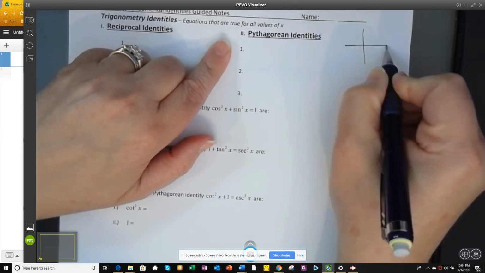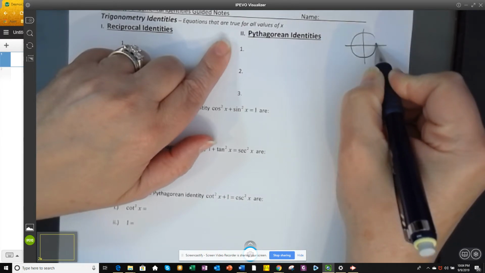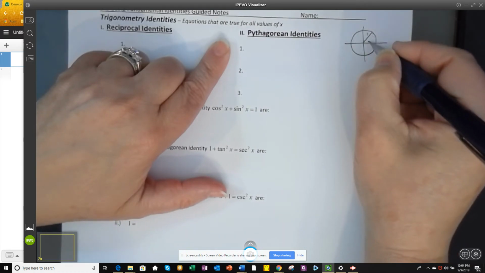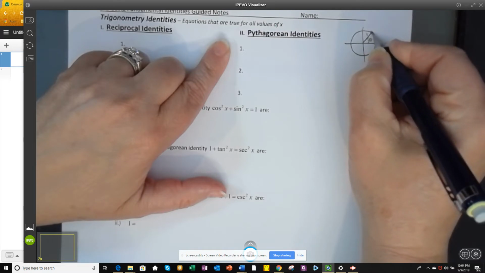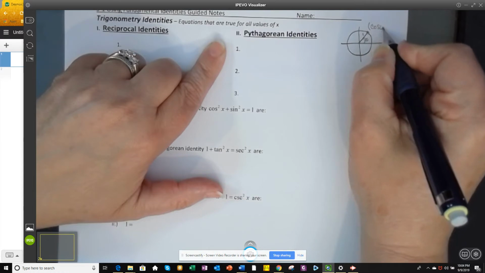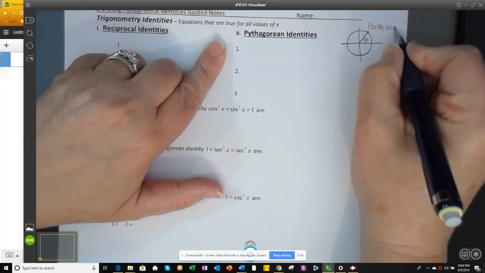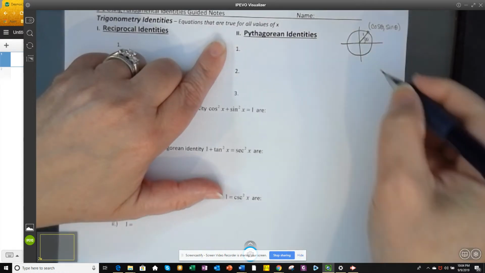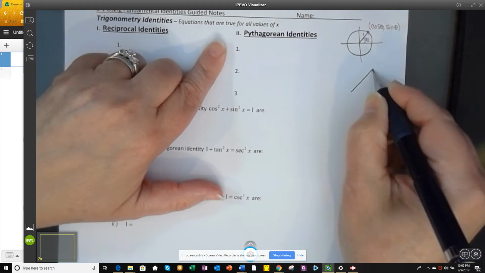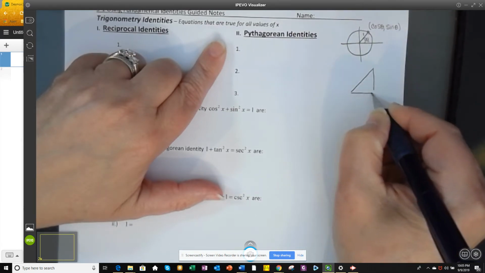if I had a unit circle, here's my unit circle, and I have a radius of 1, and I have an angle of rotation theta. And what is this point right here on the unit circle? Well, it's just cosine of theta, comma sine of theta. All right, and if I were to create a right triangle out of that, I'm going to blow this right triangle up a little bit so we can see it better. This is the right triangle that we see.